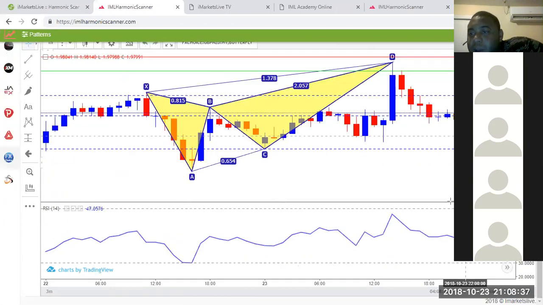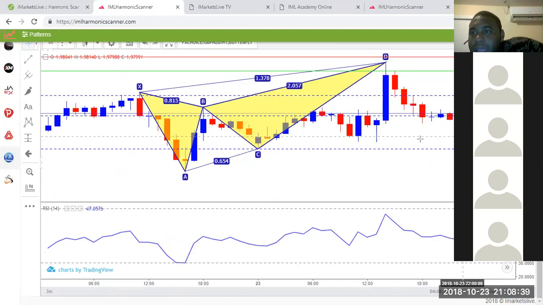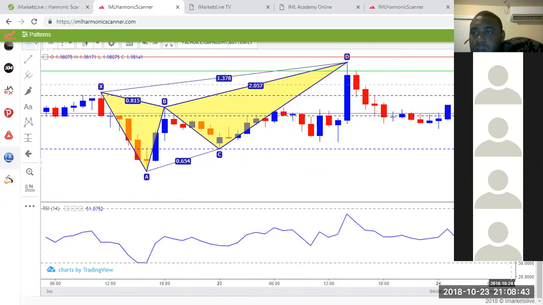I look for one where the entry and the stop loss are close. This one here is like 25 pips, close to it. 30 plus. All right, that's fine. That's a good stop loss. 30 pips. That's cool. But TP1 hit, TP2 hit.